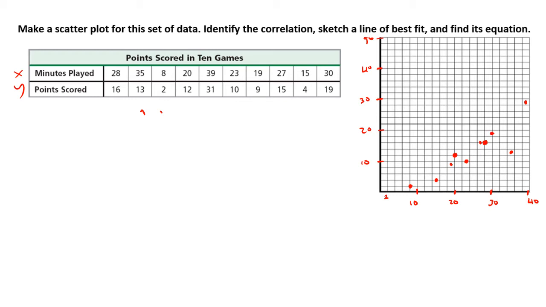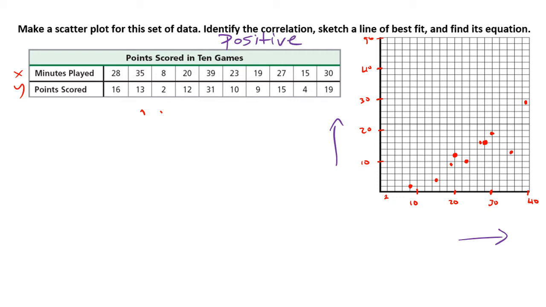Now we graphed all of our points. We're going to create a line of best fit. When we graph our line, we're going to try to represent the cluster as best as possible. It looks like as the x values are increasing, y values are also increasing. So we have a positive correlation. So identify the correlation. We identified it's positive.